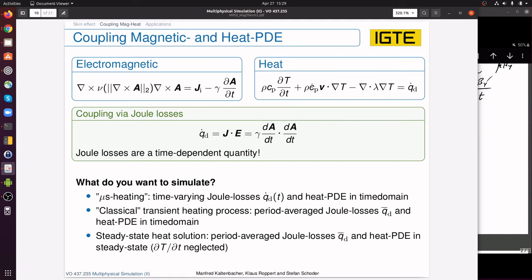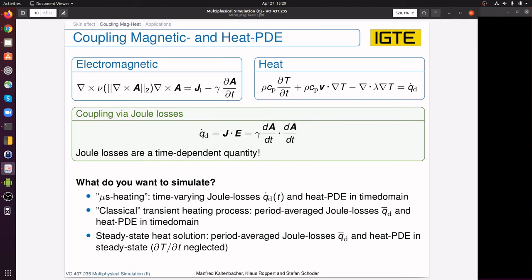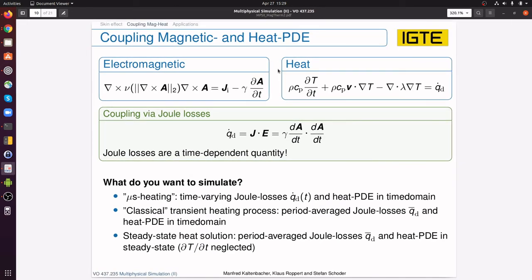If you consider the classical heating process, where you have electromagnetic fields, maybe let's say in the 10 to 100 kilohertz range, and time constants of your object to be heated in, I don't know, the seconds or 10 seconds range, so you have severe time scale differences.